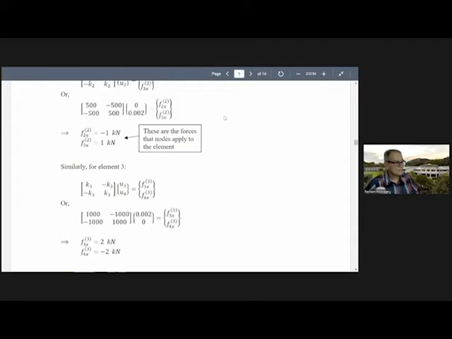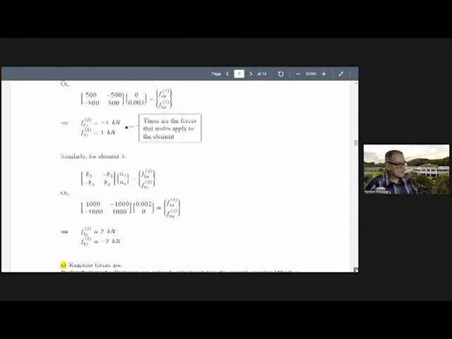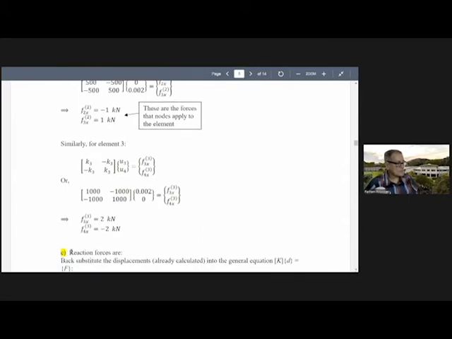All right. Any questions so far before moving on to the next step, which is finding the reaction forces? What we did, we found forces in each element. Now, to find reaction forces, again, these are all post-processing. The solver's job was finished when we found the displacements. This is the post-processing. The question is to find the reaction forces.